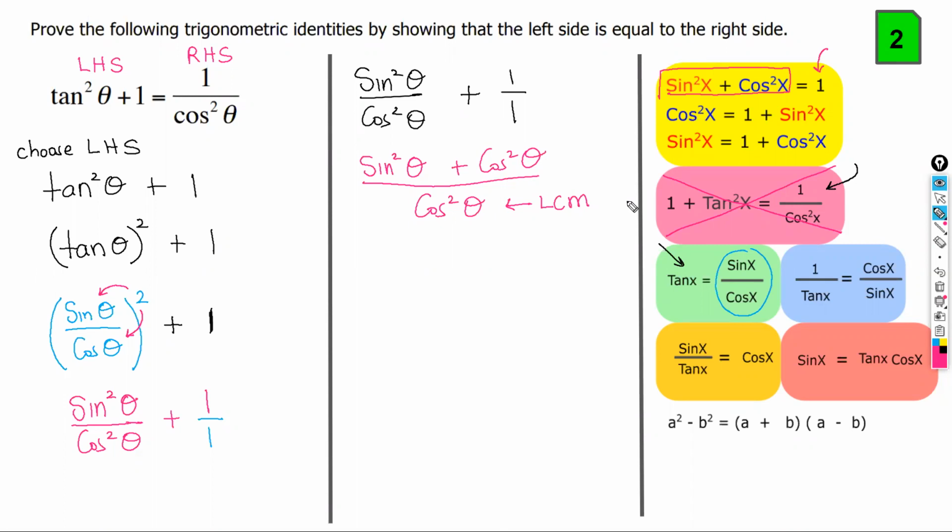Do you all see the answer now? Look at this. Once I reach here, isn't it sine squared theta plus cos squared theta? Now I could use the identity in this direction. Couldn't I throw away this and replace it with 1? And look at it, I arrive at the right-hand side. I get the right-hand side. Hence, it's proven. You can put your box, you can put QED, whatever your teacher wants you to put.